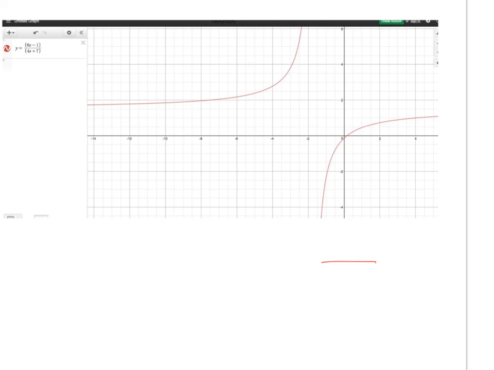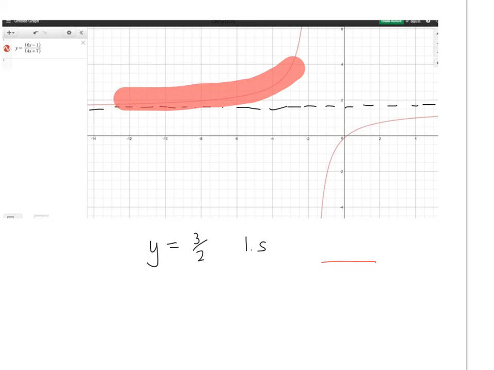So we said this graph, here's the graph of the rational function. So we said there is a horizontal asymptote at y equals 3 over 2, which is 1.5. So if I look for 1.5 on here, if I put a horizontal line, we can see that the graph does get very close to it. You can see here it's getting very close to it, and here it's getting very close to it.